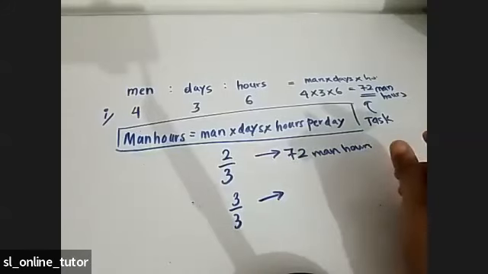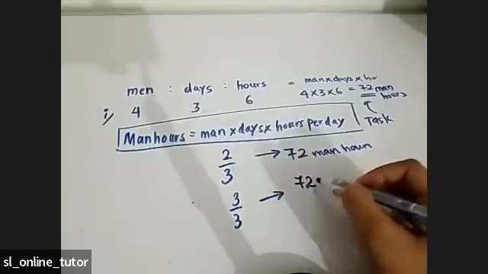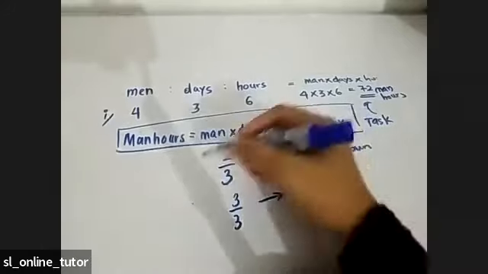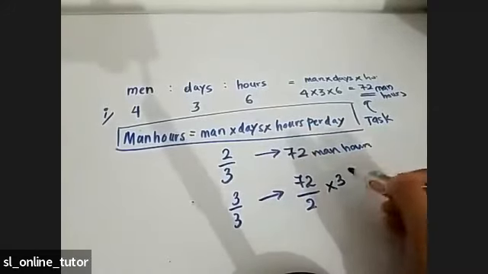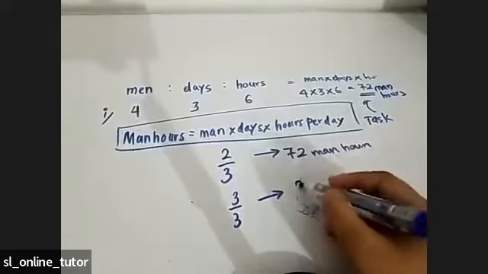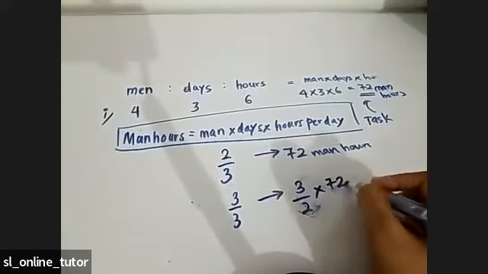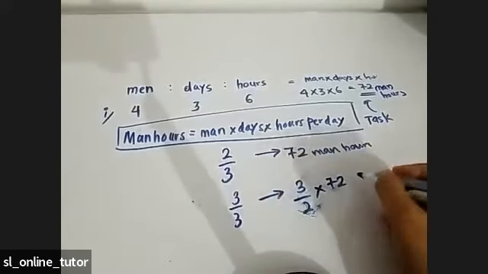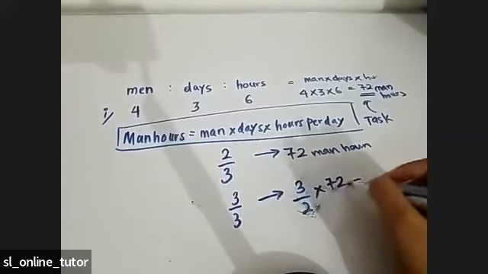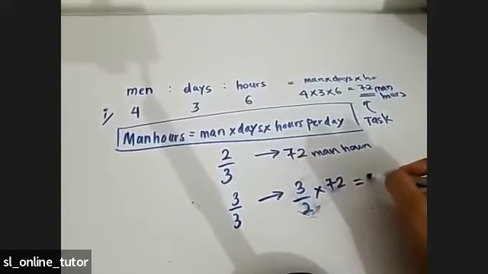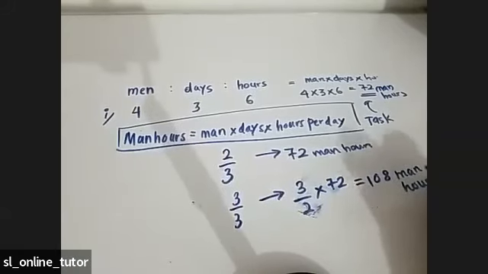36 into 3. 36, where did 36 come from? Right. Divide 72 by 2, and then multiply by 3. You have to take 72 divided by 2, this is the opposite, reciprocal. Divided by 2 and multiply by 3. Or in other words, 3 upon 2 into 72. Reciprocal of this into 72. Complete task. So you get 108 man hours. Did you understand?